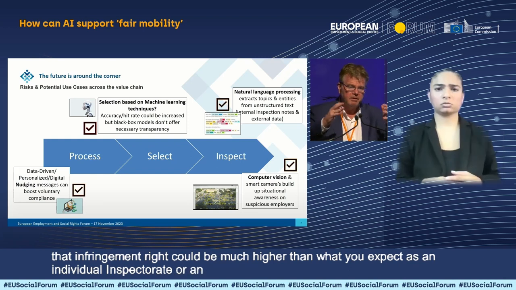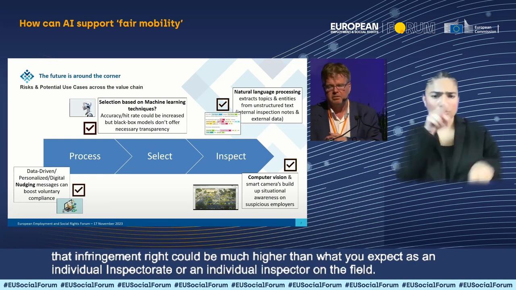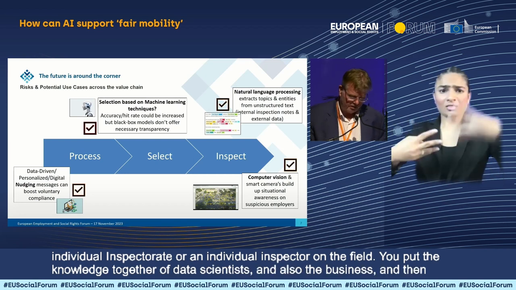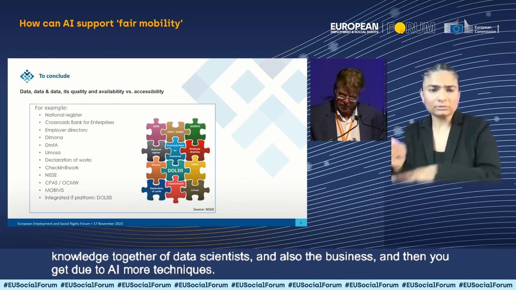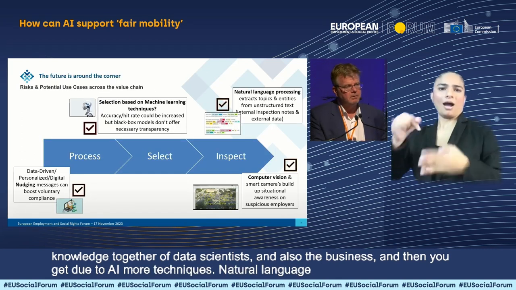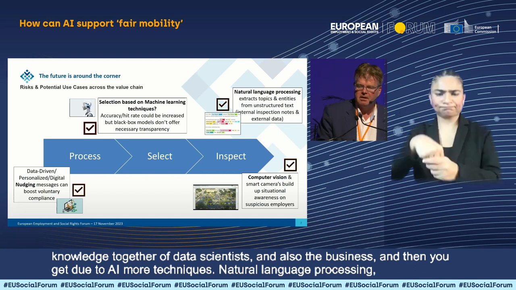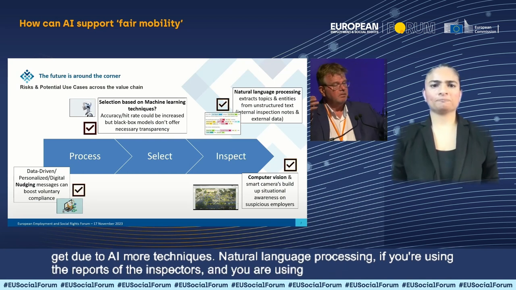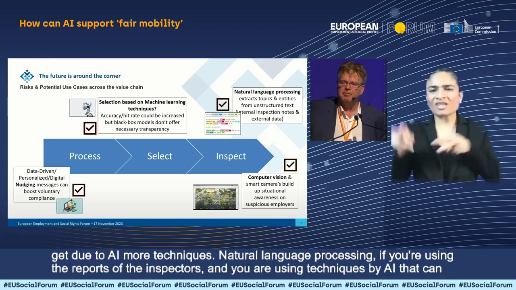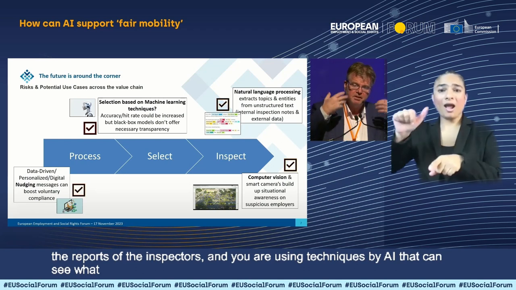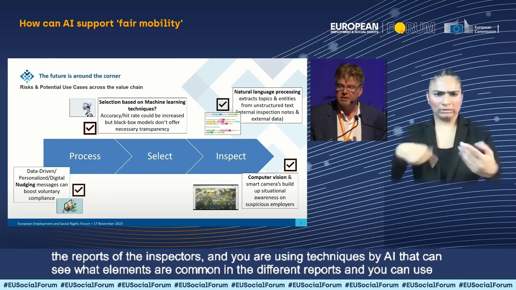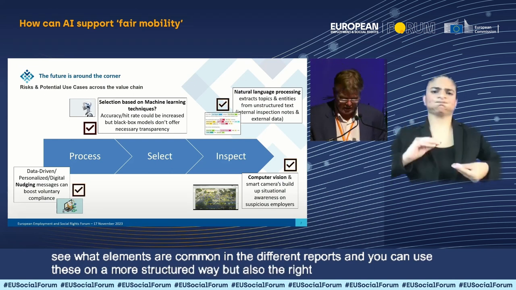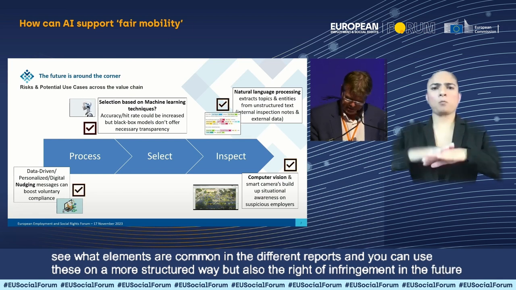You put the knowledge of data scientists and, of course, also the business together, and then, thanks to artificial intelligence, you get more techniques. Natural language processing: if you use the reports of the inspectors and use artificial intelligence techniques that can see what elements are common in the different reports, then you can use this in a more structured way, so that infringements, or loopholes in the legislation, can be better detected in the future.